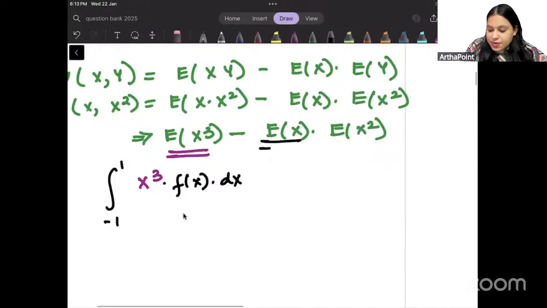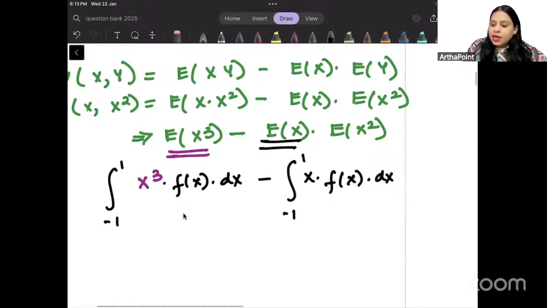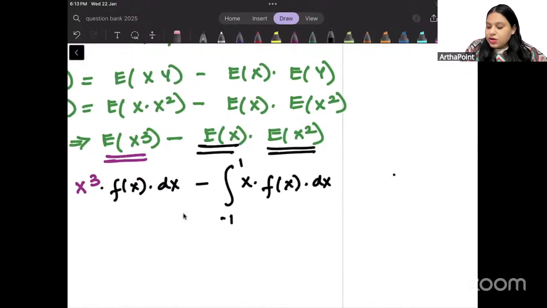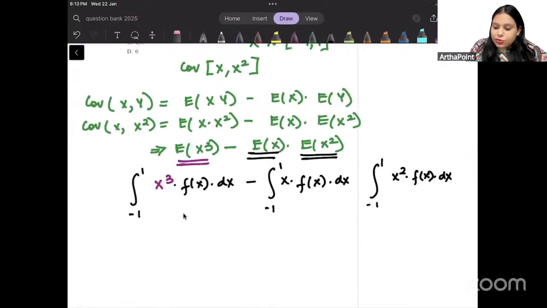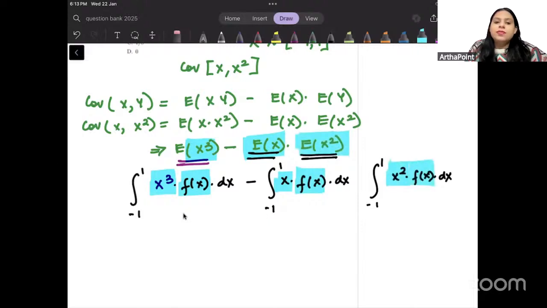If I want to find the expected value of x, it will be x into PDF of this between -1 to 1. If I want to find the expected value of x square, it will be x square fx dx between -1 to 1. This is how we find expected value. जिस भी चीज का expected value निकालना है, if I want to find expected value of x cube, it will be x cube into PDF. If I have to find expected value of x, x into PDF. If I have to find expected value of x square, x square into PDF, right?